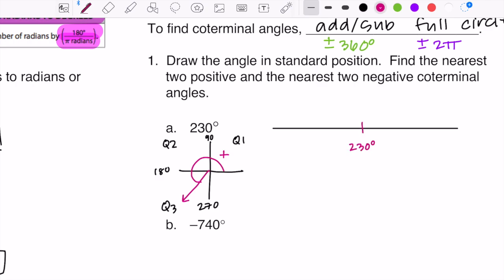Because we're in degrees, we're going to add 360 to get to our next coterminal angle, which will be 590 degrees. And then I'm going to add another 360. Again, I'm doing this in degrees because it was given to me in degrees. And then I'm going to get 950 degrees. So my nearest two positive coterminal angles are these guys right here.